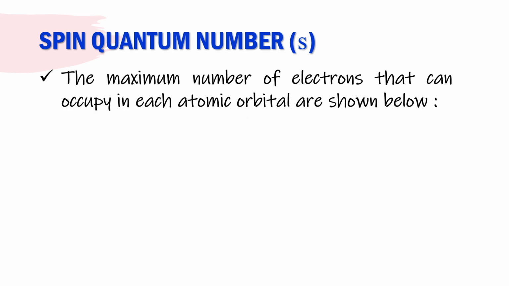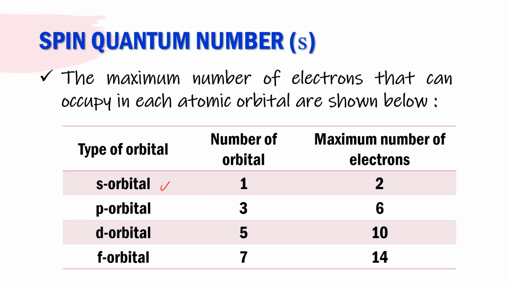Here are the maximum numbers of electrons that can occupy each of the atomic orbitals. The s orbital has only one orbital. Since each orbital can occupy 2 electrons, the s orbital can have only 2 electrons. For the p orbital, it has 3 orbitals, which are represented by the px, py, and pz orbitals. Thus, the p orbital can hold up to a maximum of 6 electrons.